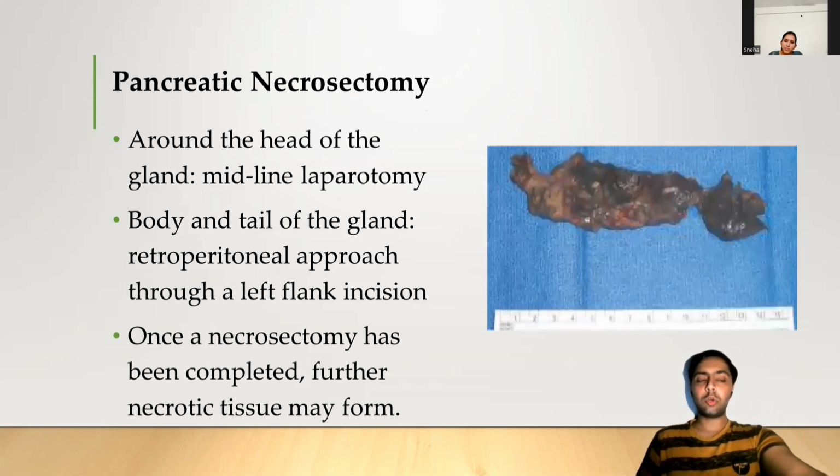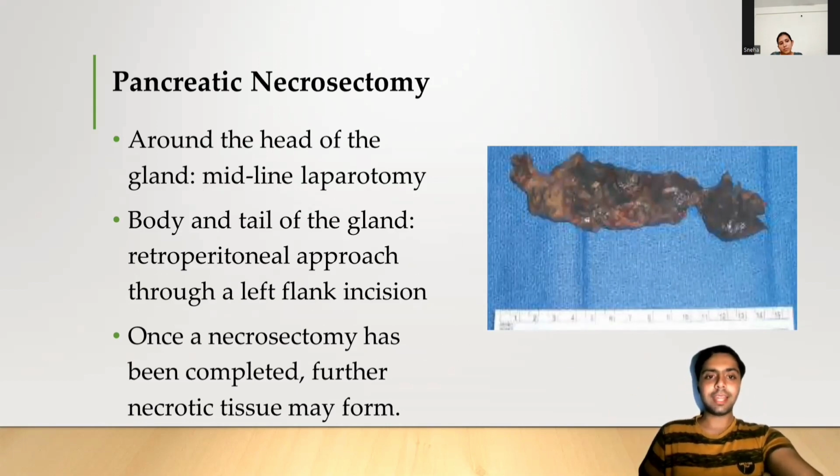So what is necrosectomy? If the condition worsens, we have to do necrosectomy. There are two ways of doing it, depending on whether it is around the head of the gland, or around the body and tail of the gland. If it is around the head, we go straight with a midline laparotomy. If it's on the body or tail side, that is at the back, we go from the back side, on the flank side. We will take a left flank incision.